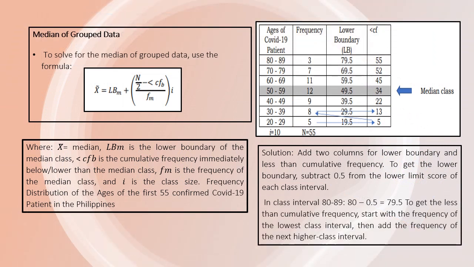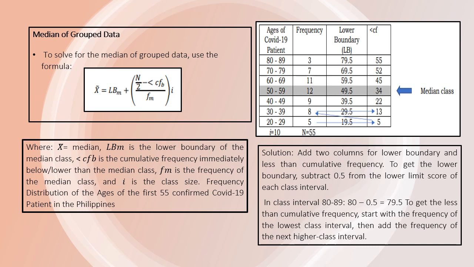Median of grouped data. To solve for the median of grouped data, use the formula. Given the frequency distribution table, our interval is 10 and our n is 55. Here, x̃ is the median, LBM is the lower boundary of the median class, CFB is the cumulative frequency immediately below the median class, FM is the frequency of the median class, and i is the class size. This is the frequency distribution of the ages of the first 55 confirmed COVID-19 patients in the Philippines.